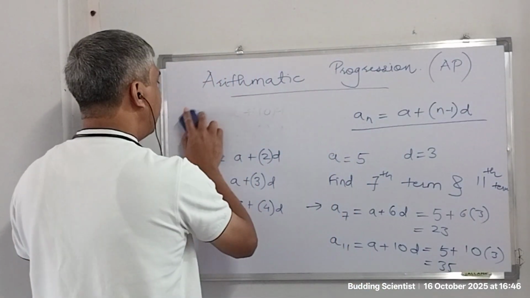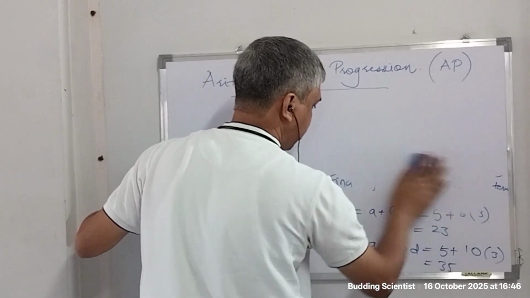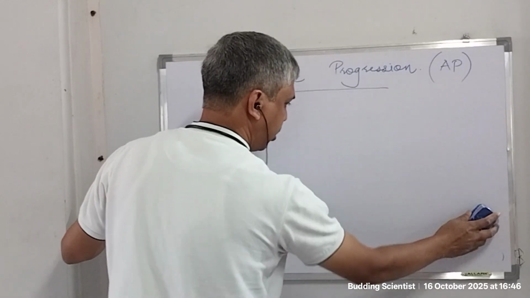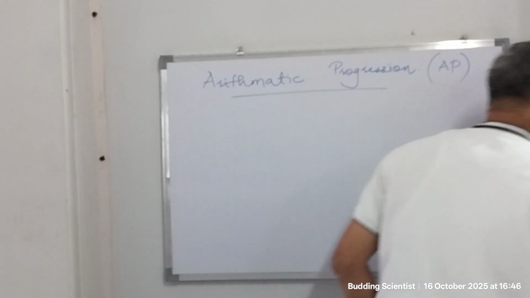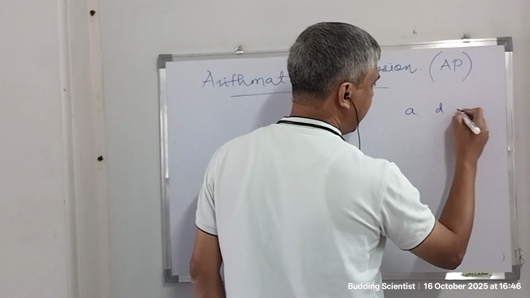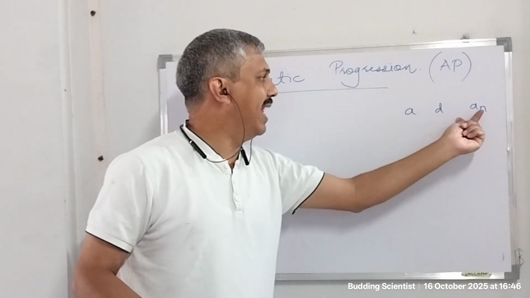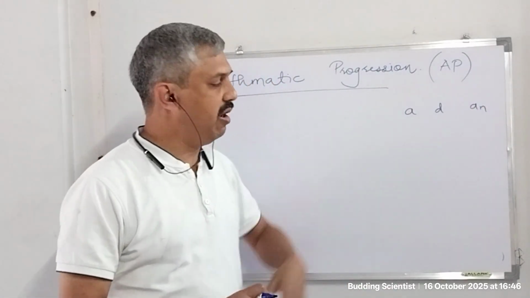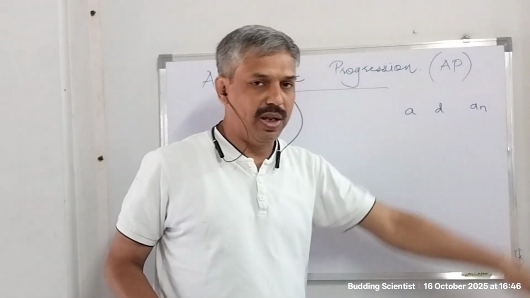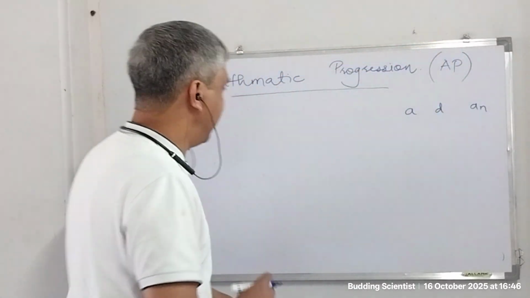Supposedly you do not know the value of D. So there are 3 different variables in this case, A, D and An. If you know A and D, any value of An can be calculated. A1, A2, A3, A4, A5, A6, A7, anything can be calculated. But if you know An and A, you can calculate D as well.